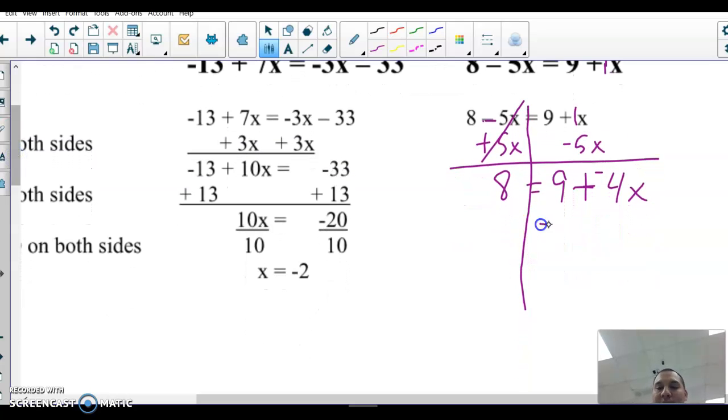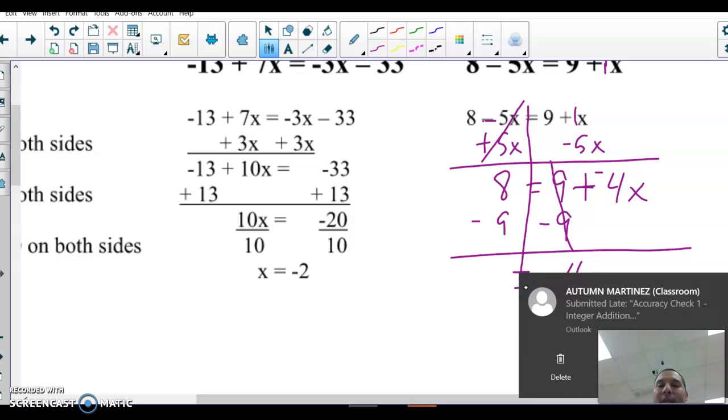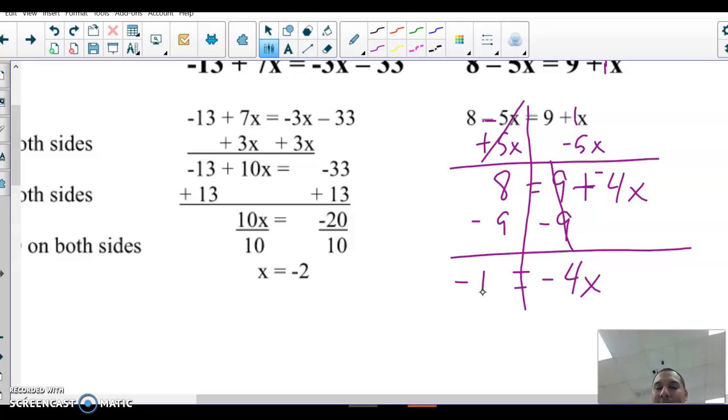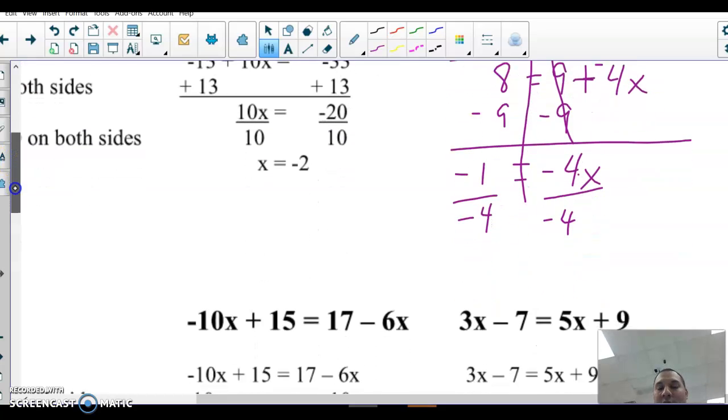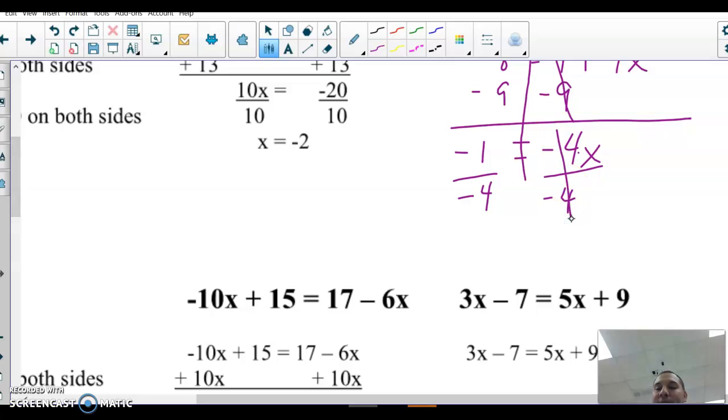constants to the left. 9 minus 9, whatever you do to one side, do to the other. 9 minus 9 is 0. 0 plus negative 4x is negative 4x. 8 minus 9 is going to be negative 1. And last step, we're going to divide. Opposite of multiplying by negative 4 is to multiply by negative 1 over 4, which is the same thing as dividing by negative 4. That's your inverse property. That turns into 1. x is equal to 1/4. Plug it back in to verify.